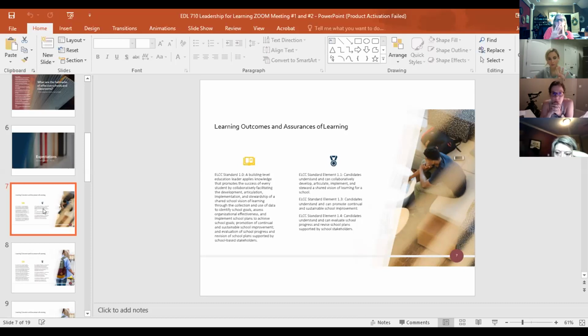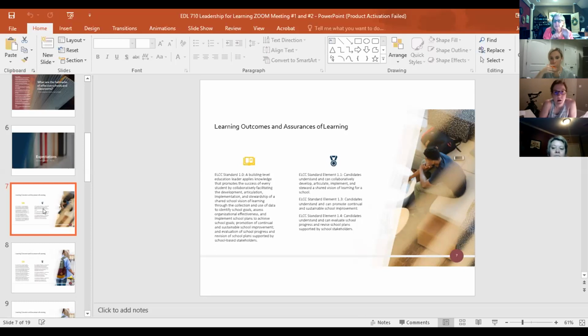Yeah, I'm seeing again the 4 or 5. Either one's correct. Now I will tell you, because I have written curriculum for districts, I would not write it this way. I would simply say, because I hate the word understand, because none of us can really measure understanding, that candidates can collaboratively develop, articulate, implement, and steward a shared vision of learning for a school. I wouldn't say anything about understanding because I can't measure it. If you can't measure it, you don't need it in my book.